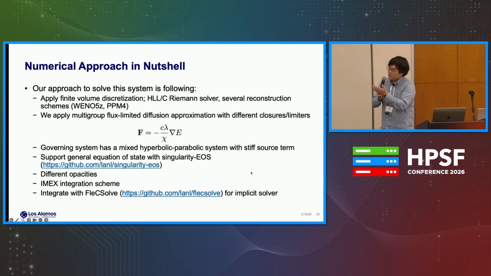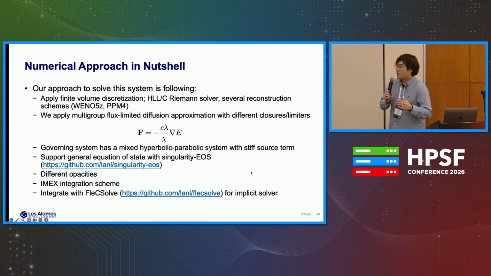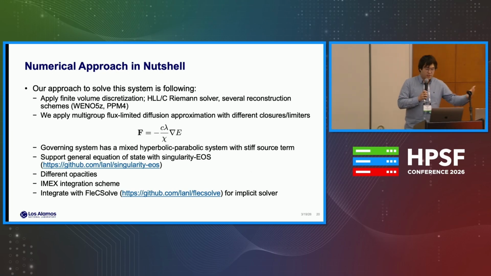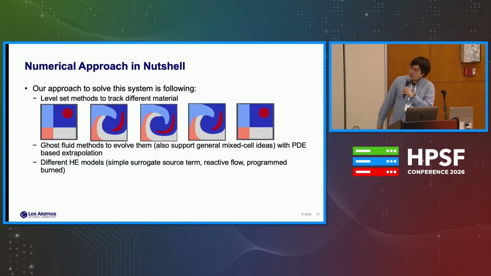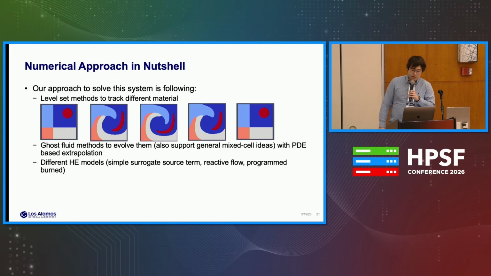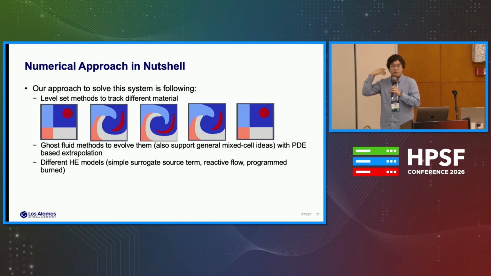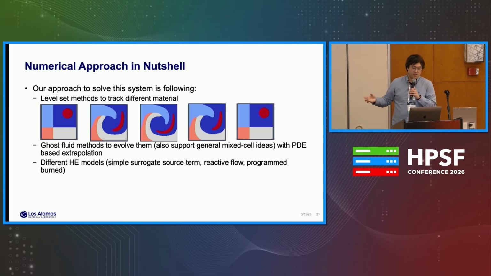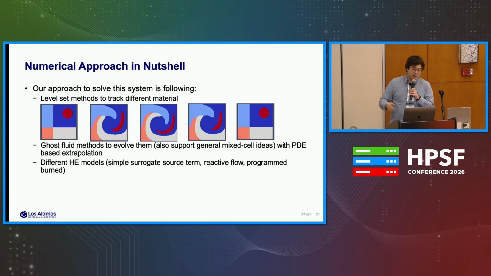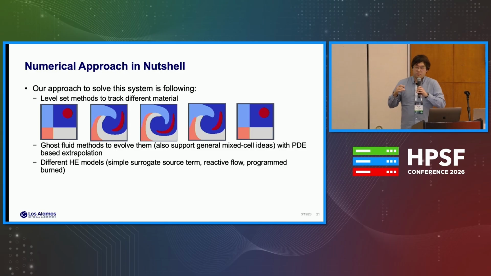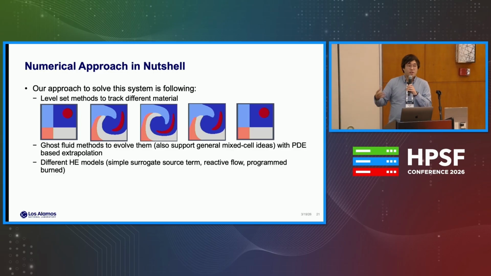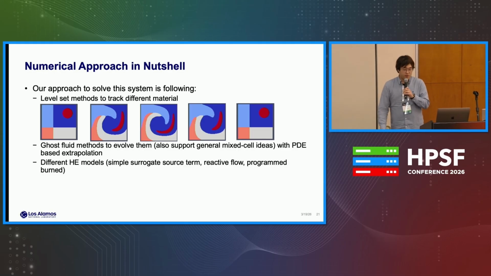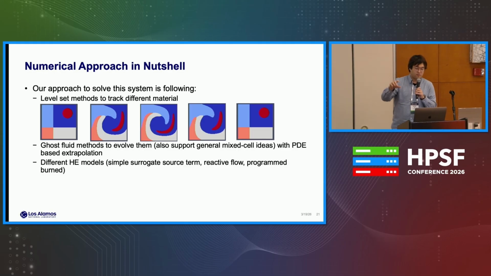You can think of that as the FleCSI version of PETSc. So we are using the same under the hood. And that's a pretty recent addition into our code. Since we are also targeting multi-material, we need to track the materials correctly. So we apply something called the level set method. And that combined with the extrapolation scheme, we eventually have something called the ghost fluid method. And with that, we can treat different highly explosive materials with the ghost fluid method.